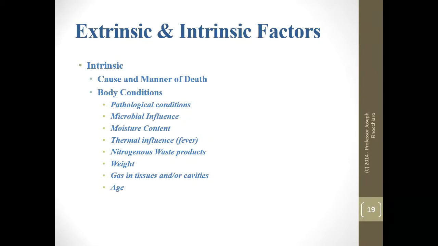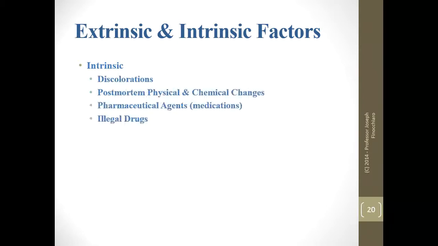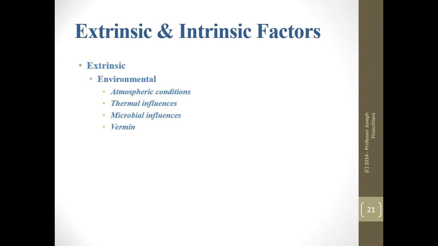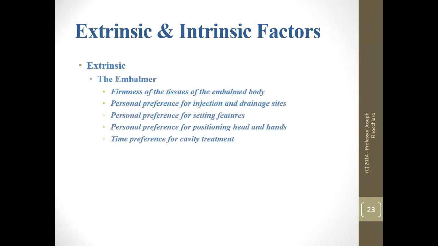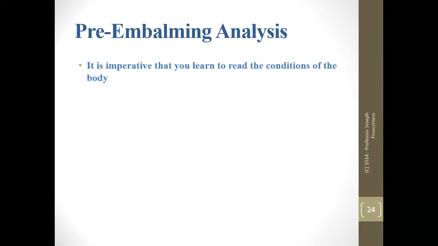So extrinsic and intrinsic factors, as you can imagine, this is going to sound very close to stuff that we've seen in previous chapters, agonal, death and dying, for instance, etc. Okay? So just look those over on your own time. And notice here an extrinsic factor is also the embalmer, okay? And a lot of that is personal preference of the embalmer for a lot of the items we see. It's imperative that you can learn to do this.